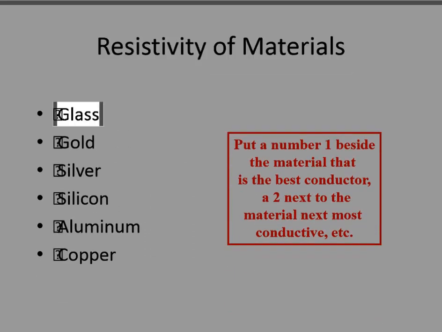Resistivity of materials: glass, gold, silver, silicon, aluminum, copper. Put a number 1 beside the material that is the best conductor, a 2 next to the material next most conductive, etc.